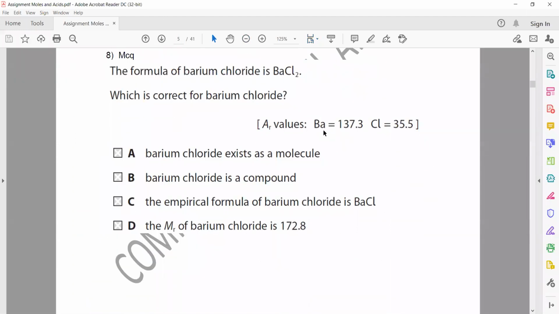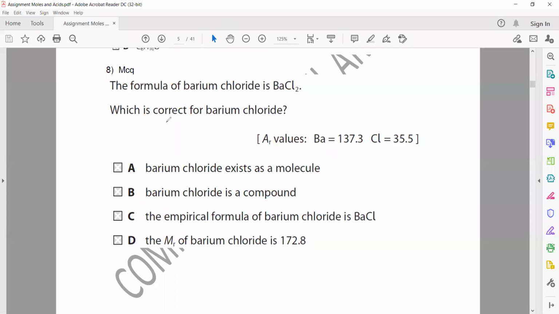In question 8, the formula for barium chloride, which is the correct statement about the barium chloride? Barium chloride exists as a molecule. It's an ionic compound. Ionic compound does not exist as a molecule, so that's wrong. Barium chloride is a compound, that's true. So B is the right answer. What about other options? The empirical formula of barium chloride is BaCl. That's wrong. Actually, this BaCl2 is the simplest ratio of the ions present in the structure. So the empirical formula should be BaCl2. The relative molecular mass of barium chloride is 172.8.